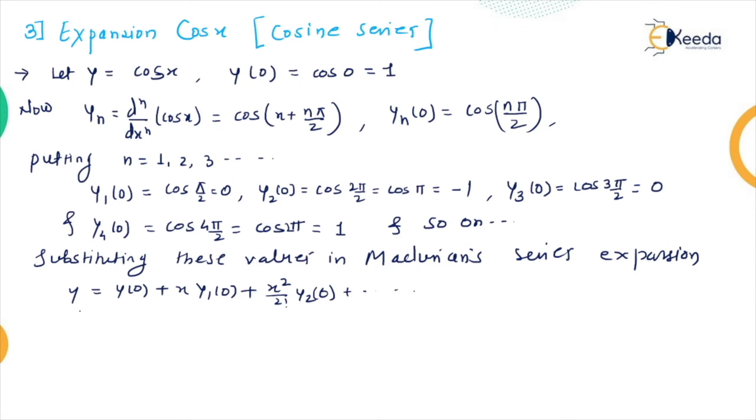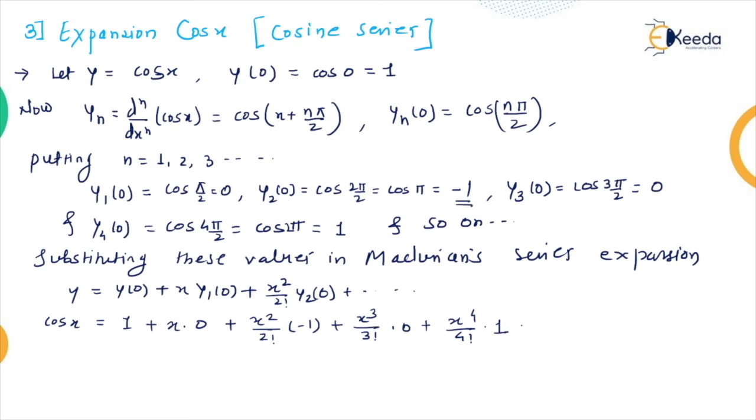Now y is cos x, and therefore y of 0 is 1, plus x into y1 of 0, that is 0, so x into 0, plus x square divided by 2 factorial into y2 of 0, and y2 of 0 is minus 1, plus x cube divided by 3 factorial into y3 of 0, the third derivative of y at x equal to 0, which is also 0, plus x raised to 4 upon 4 factorial into y4 of 0, which is 1.